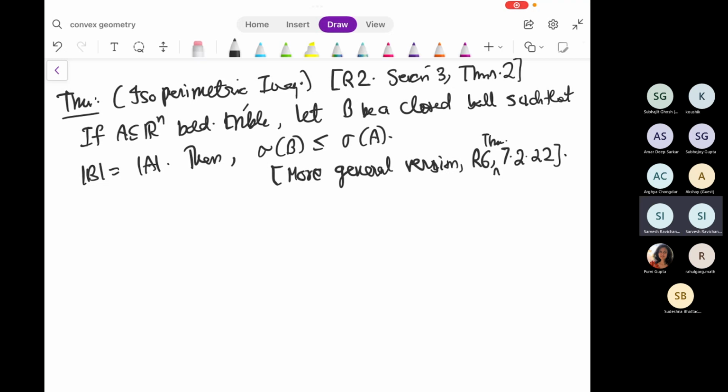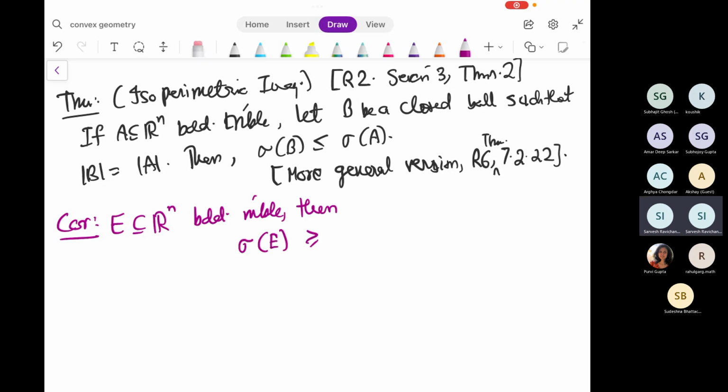So what we actually need from the isoperimetric inequality is the following corollary, which we will prove, of course. It's basically a statement about the isoperimetric inequality that doesn't involve the ball in any form. If you have a subset E of R^n that's bounded and measurable, then the following relationship holds between the perimeter and the volume of that set. The perimeter is greater than or equal to some constant involving n times the volume to the power (n-1)/n.